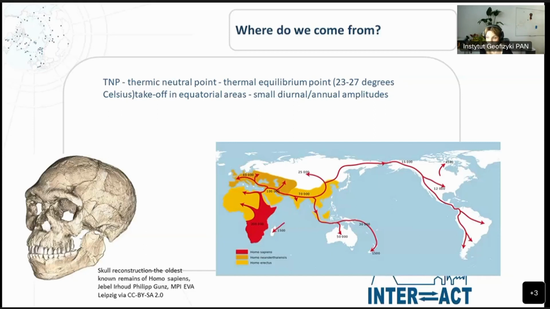However, after leaving the warm regions, our ancestors suddenly had to face some cold, continuous cold, or at least in some periods. Fortunately, our evolution never sleeps and responded with some adaptations. So both behavioral and biological adaptations contributed to our success in surviving in very extreme climatic conditions, including cold, including high altitudes, even strong UV radiation, and so on.